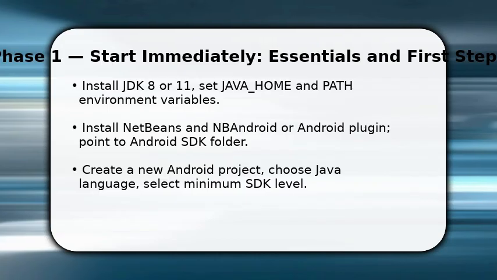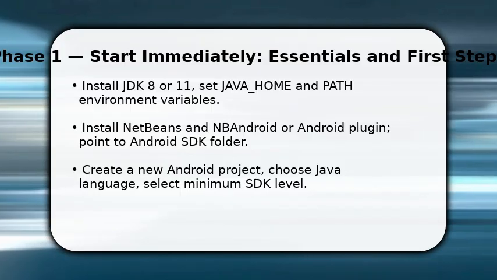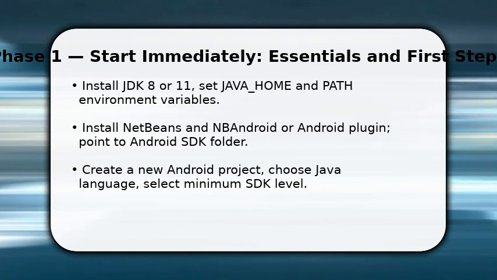Next, create a new project and choose Java as the language. This establishes package structure and default activity files. Make sure to select a sensible minimum SDK to cover your target devices. This prevents compatibility issues later and gets you ready to write app code immediately.